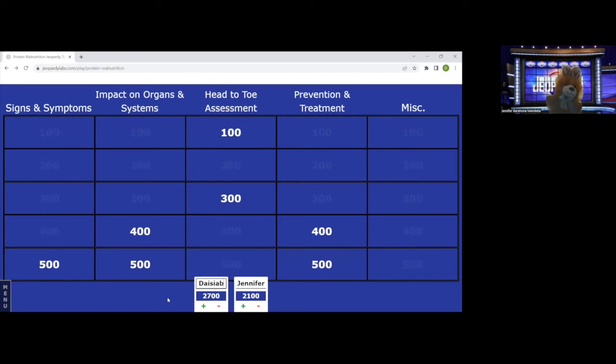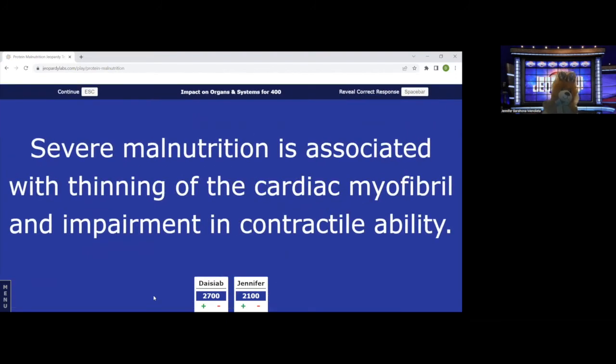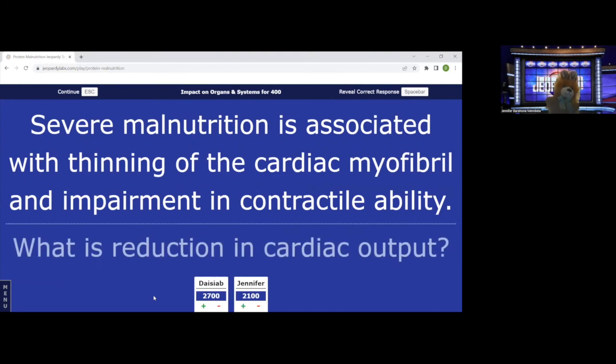Okay, let's do impact on organs and systems for 400. Severe malnutrition is associated with thinning of the cardiac myofibril and impairment in contractile ability. What is reduction in cardiac output? Correct.